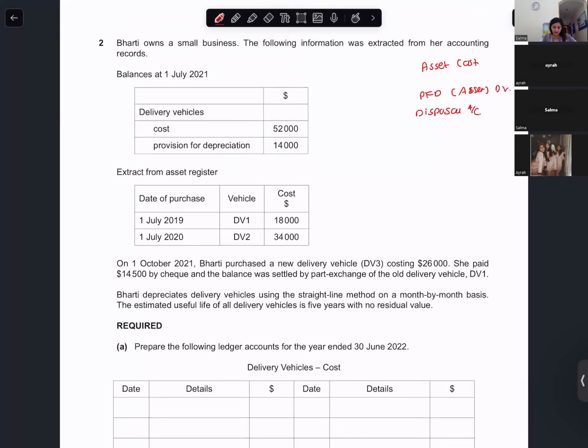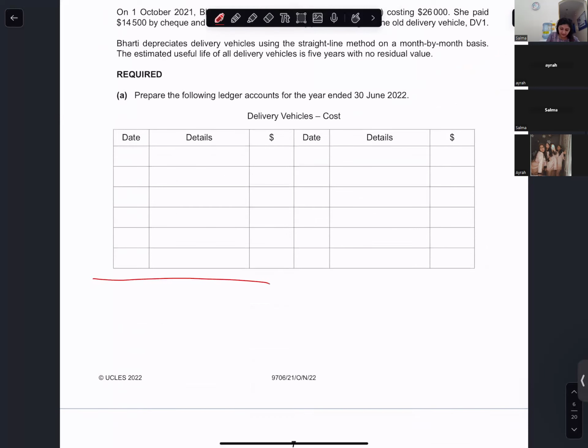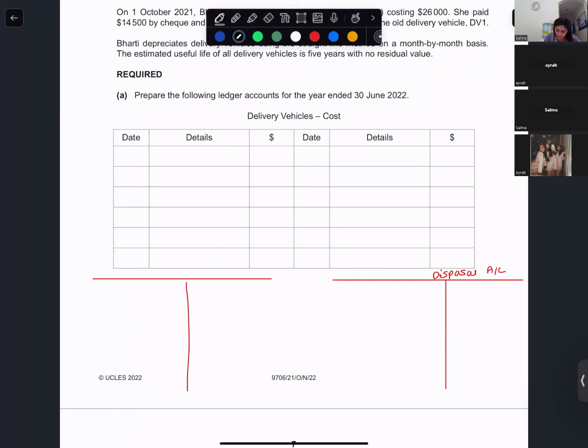So three accounts you're asked to make: asset account, the provision for depreciation account, and asset disposal account. Do you remember the rule for asset disposal account? So the cost will be here of the asset that you're disposing. The accumulated depreciation will be here of the asset that you're disposing. What else?